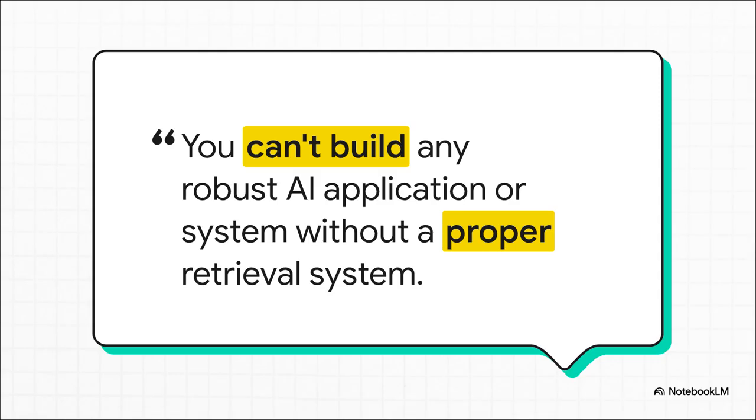I mean, think about it this way. Without a strong retrieval system to ground it in actual facts, an AI agent is basically just guessing. RAG is its tether to reality. It's what turns it from a confident-sounding but totally unreliable black box into a tool you can actually trust.